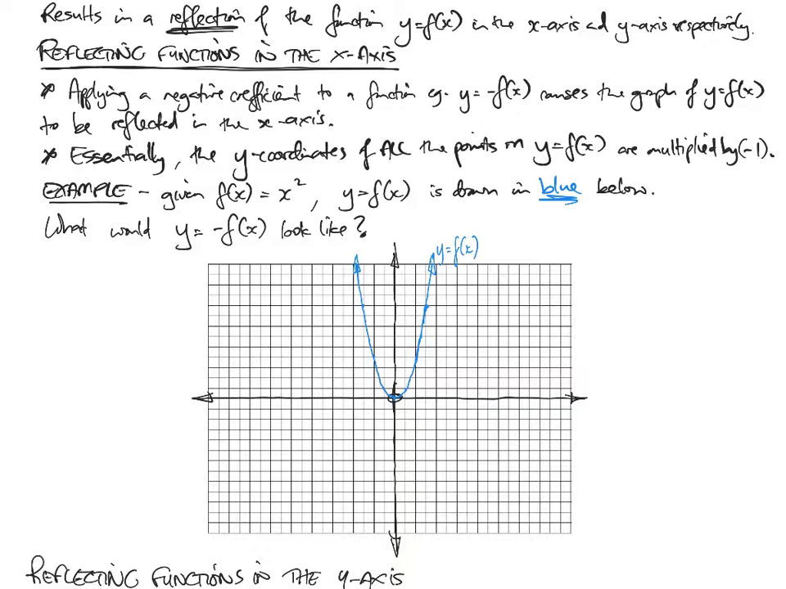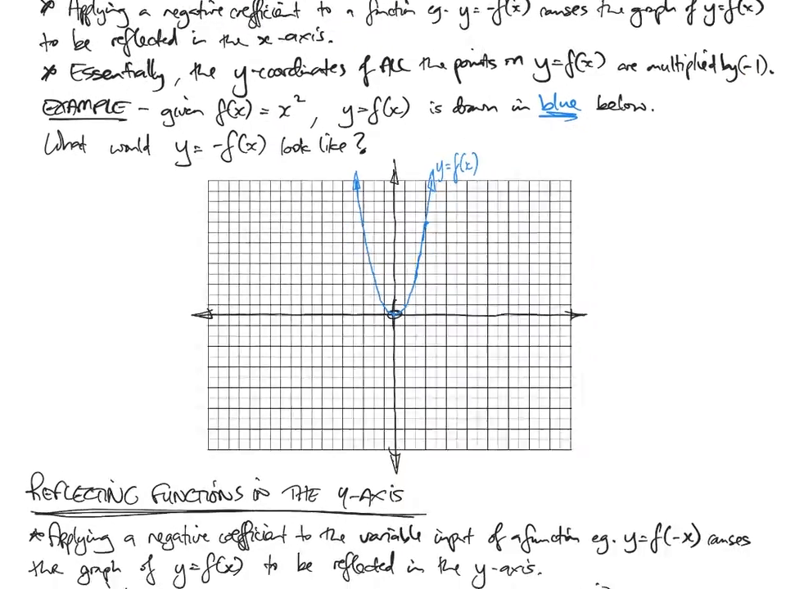Firstly, reflecting in the x-axis. If you apply the negative coefficient to the function itself, so y is equal to negative the function of x, this causes the original graph y is equal to f of x to be reflected in the x-axis. Essentially, the y coordinates of all of the points on the original graph y is equal to f of x are multiplied by -1, so they become negative.